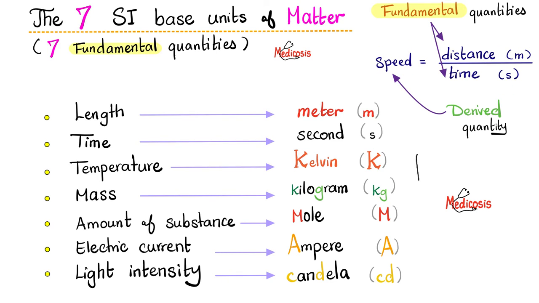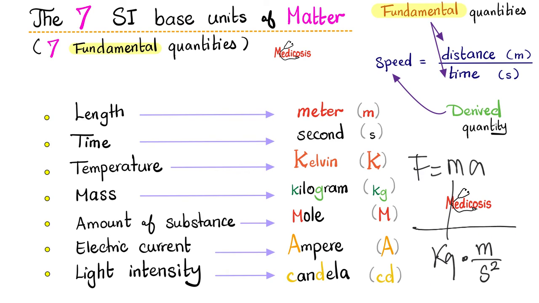As for force, again, it equals mass times acceleration. Mass is measured in kilograms, and acceleration is measured in meters per second squared. So we measure force in kilograms times meter per second squared. Or you can just call it Newton. This is Newton. 1 kilogram times meters per second squared equals 1 Newton.